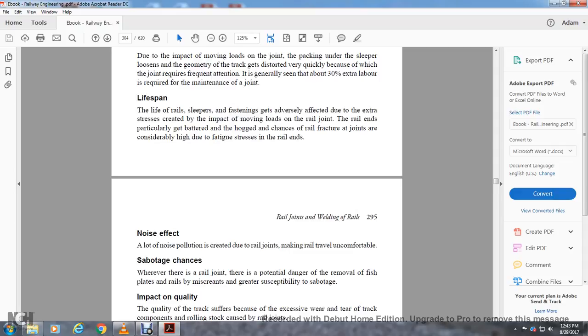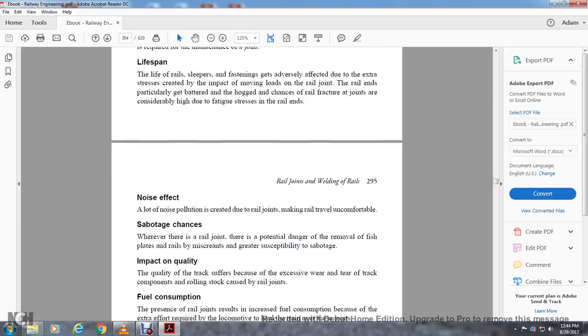Noise effect: a lot of noise pollution is created at the rail joints, making rail travel uncomfortable. Sabotage chance: wherever there is a rail joint, there is a potential for removal of the fish plates and rails by miscreants, making the track susceptible to sabotage.